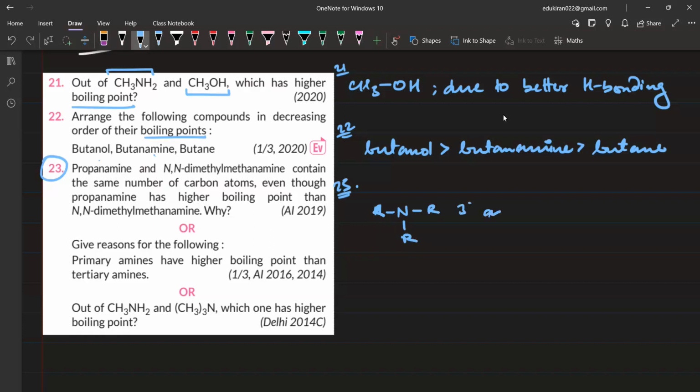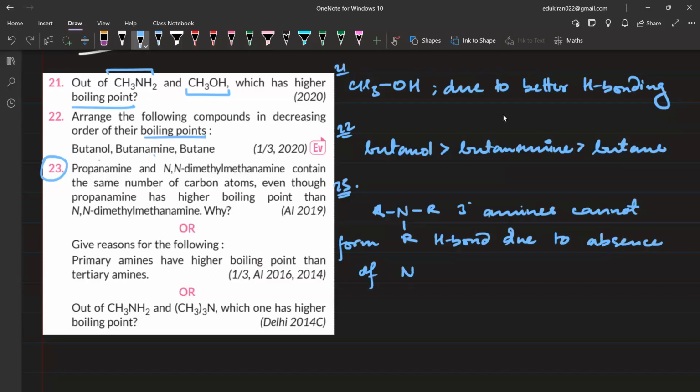See, so 3-degree amines cannot form hydrogen bond due to absence of nitrogen and hydrogen, okay, due to absence of NH bond. That is why it cannot form hydrogen bond. Because of that, their boiling point becomes lower. So absence of hydrogen bond, absence of NH, these are the correct answers, right.